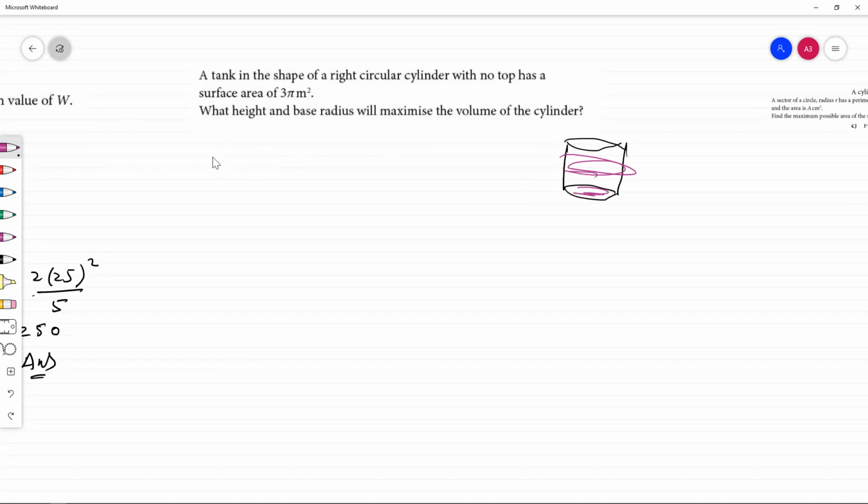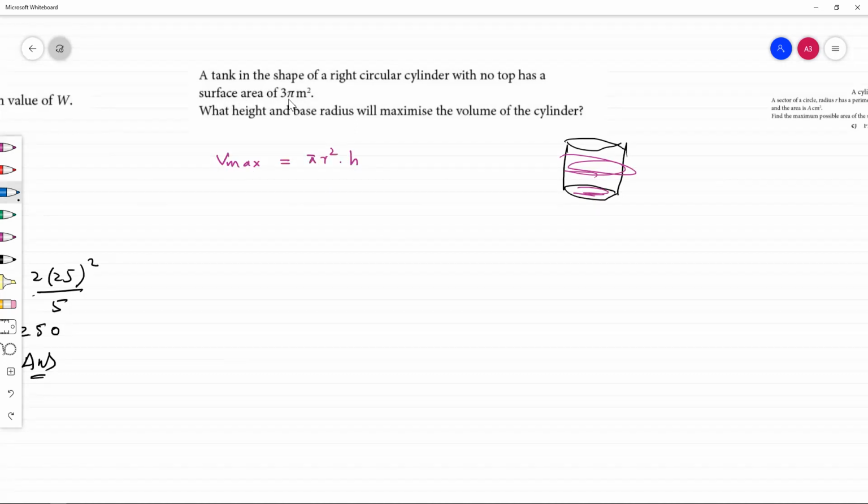That we have to find the maximum of volume. He said what height and base radius will maximize the volume of the cylinder. So we know that the volume of the cylinder is pi r square h. Again, look at this. We have two variables, r and h, where pi is constant. We can only find the maximum of V if we have this function in terms of just one variable. So for this purpose, we have to make h or r the subject, and we put the value of h or r in this function.